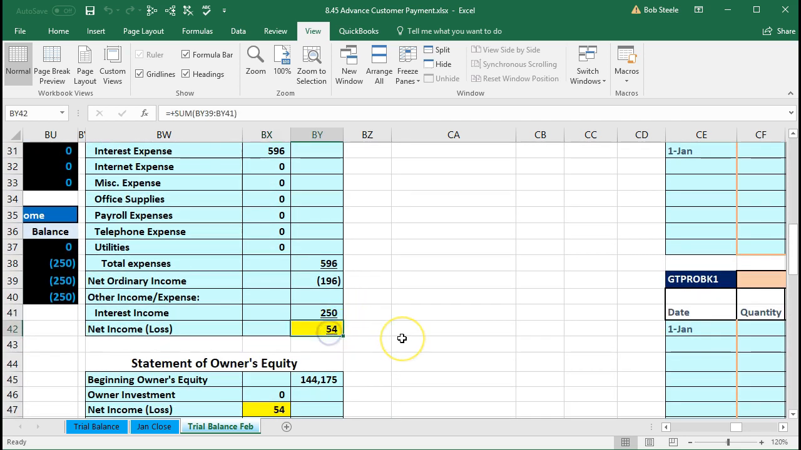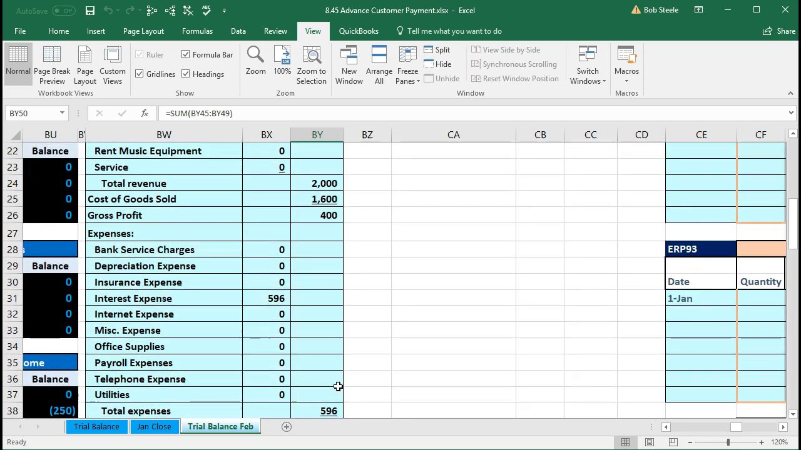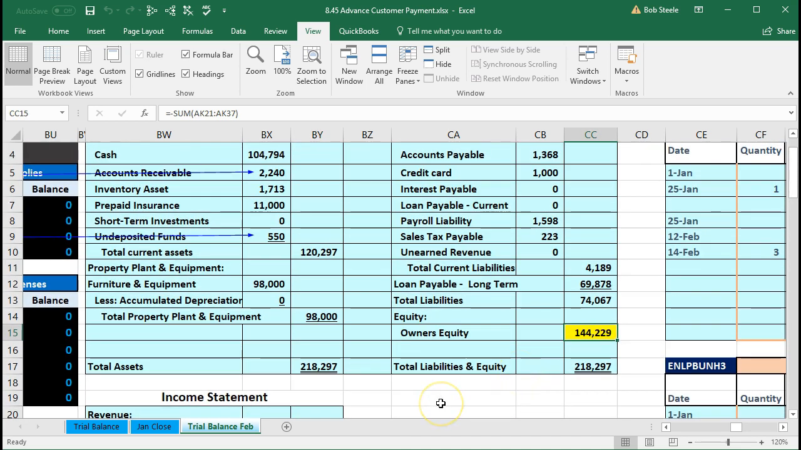We have $54 of net income still. That 54 is part of the calculation of ending owner's equity on the statement of owner's equity to get to ending equity of $144,229. That $144,229 is also found on the balance sheet here. And that is, of course, keeping us in balance there.